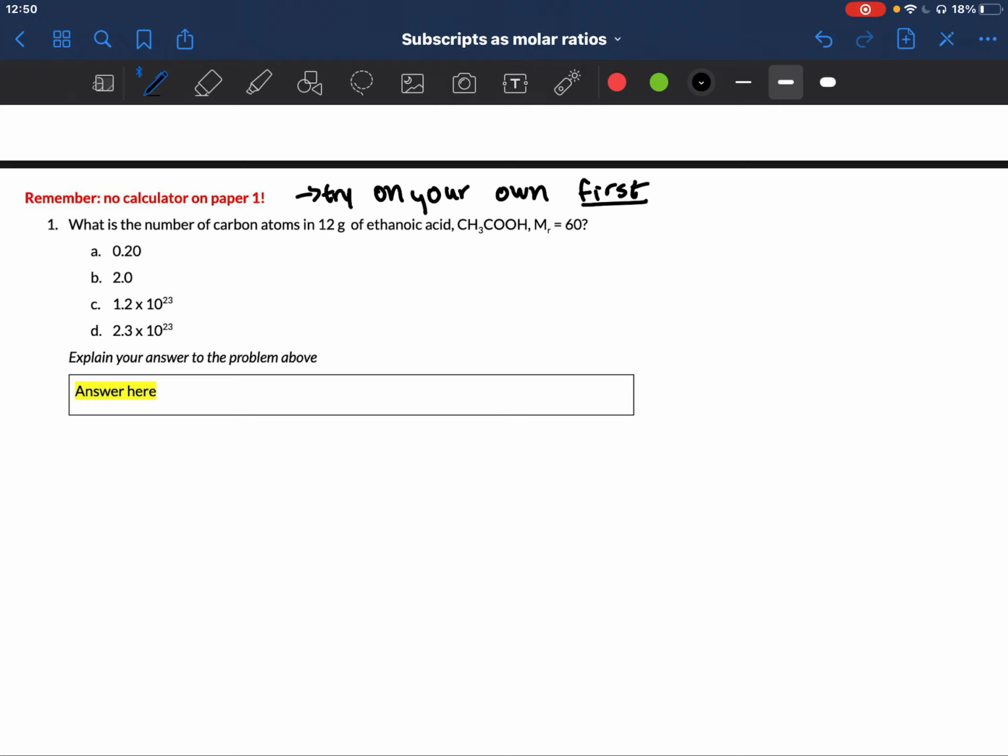All right, so what is the number of carbon atoms in 12 grams of ethanoic acid? And they give us the molar mass. So let's go through a process. The units I start in, the units I end in, the conversion factors.